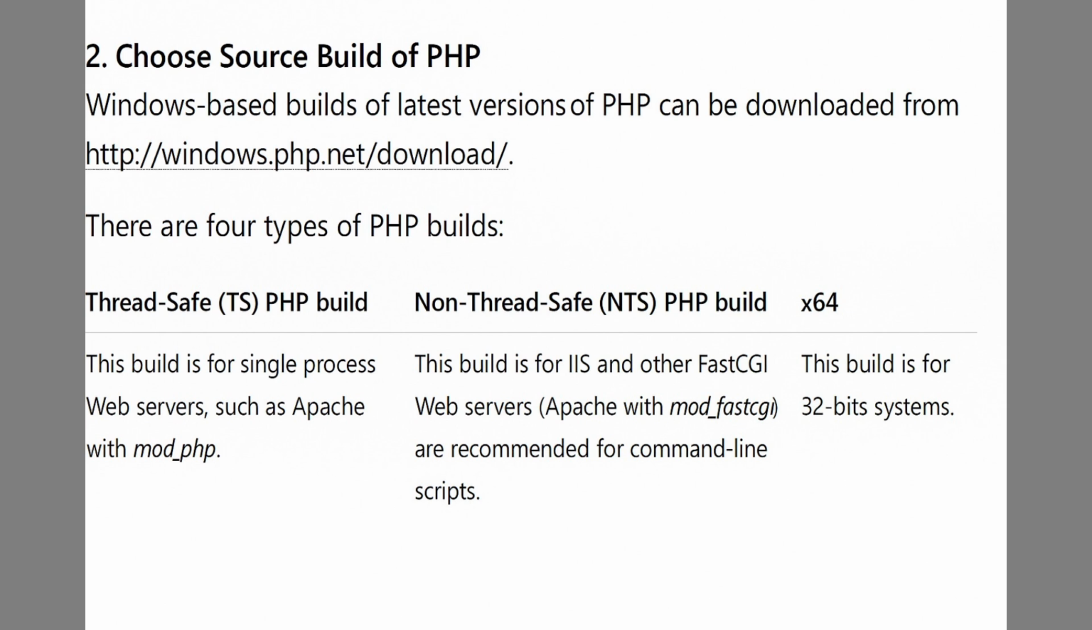Important note for students: when choosing your PHP build, always make sure that the PHP version, build type, TS or NTS, and architecture, x86 or x64, all match your system setup. If you're using Apache with mod_php, go for the thread-safe TS build. If you're using FastCGI or IIS, choose the non-thread-safe NTS build. Selecting the correct build ensures that PHP integrates smoothly with your web server and runs without configuration or performance issues.